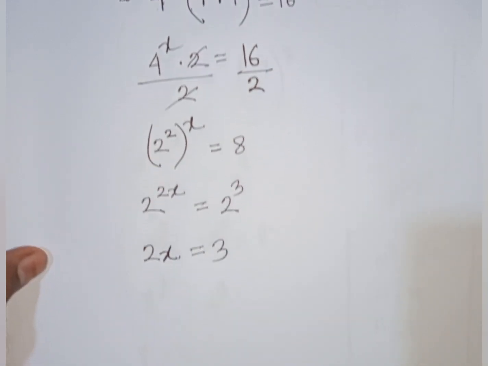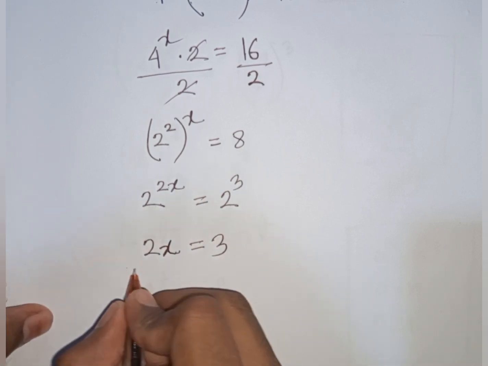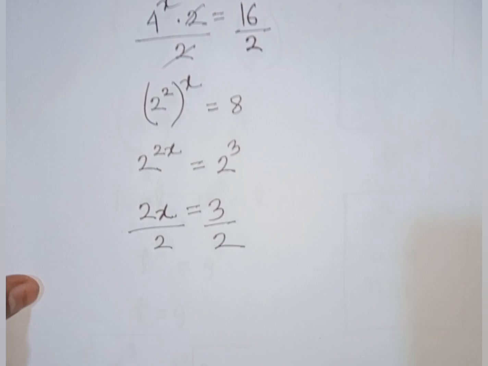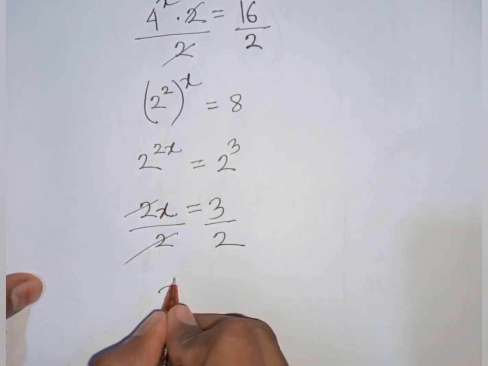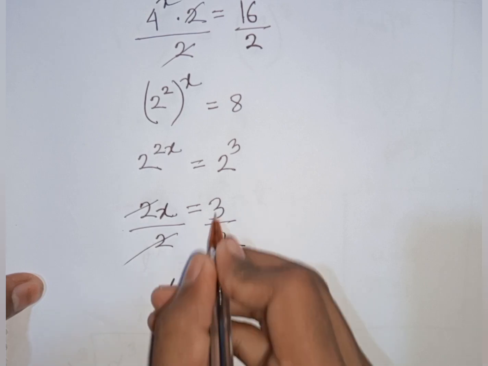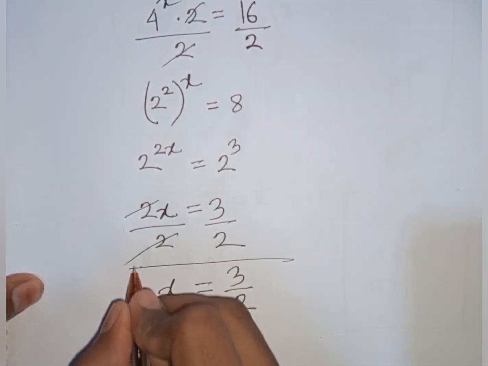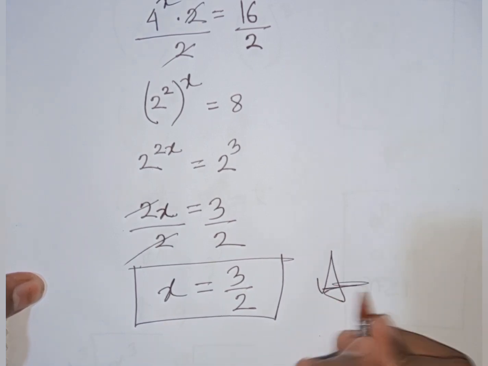Now we divide by 2 on both sides because we need the value of x. Now this 2 will be cancelled. So here x will be equal to 3/2. So 3/2, this is the value of x. So this is our final answer.